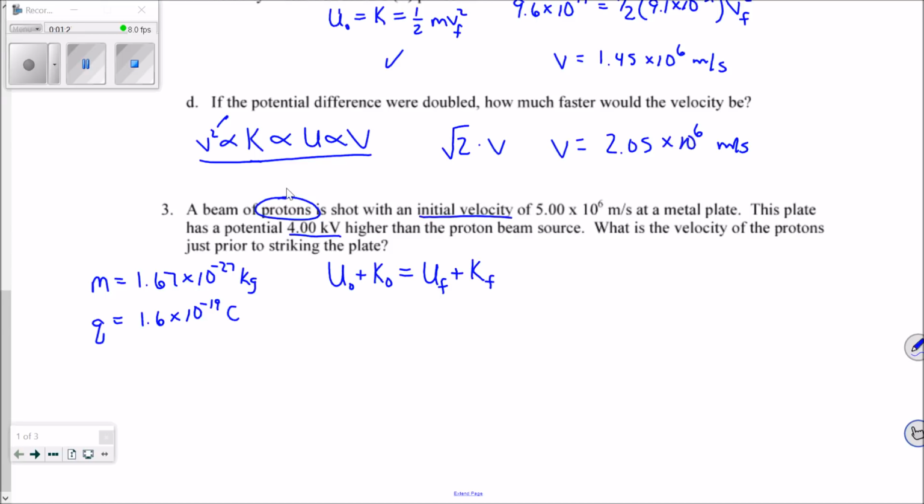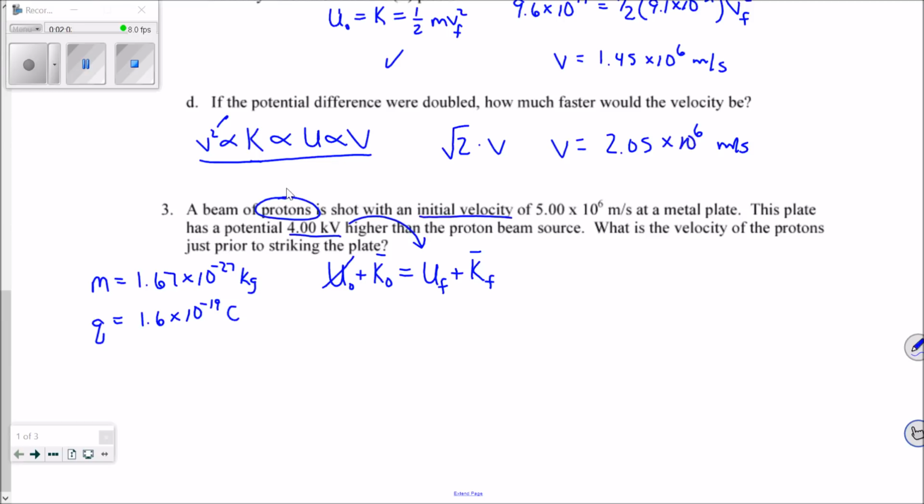It says we're moving at the beginning, so I know that I'm going to have some kinetic energy at the beginning. I'm asked about the velocity, so I assume there's going to be some kinetic energy at the end. It says we're launching or firing these particles to a position that has a higher potential. So I can simply say this right here is 0. I start with no potential energy, and this change right here is going to go into producing a final potential energy.